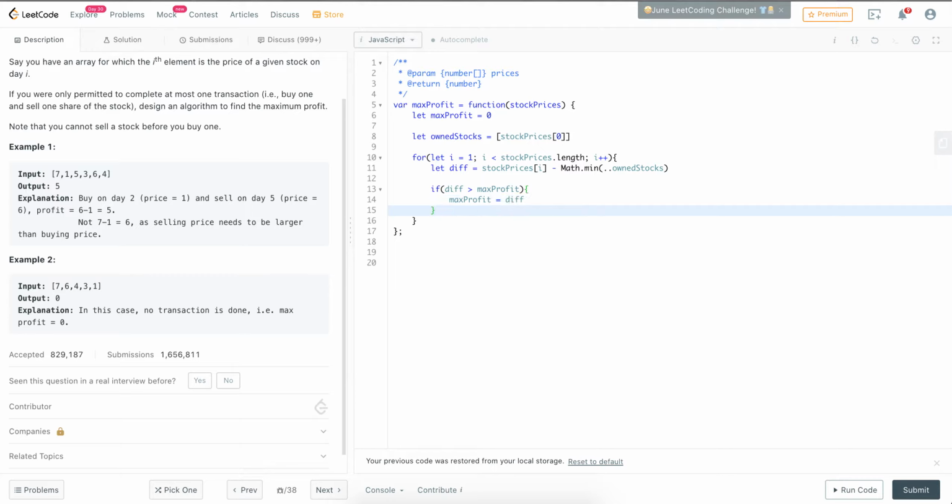And then the next thing we're going to do here, and I'm just going to keep going, is we're also going to take our array and push the stocks into it. So we're going to say ownedStocks.push stockPrices of i. Okay. So now when we're going through here, let's just do one more thing just to finish the thought. We're going to return the max profit.